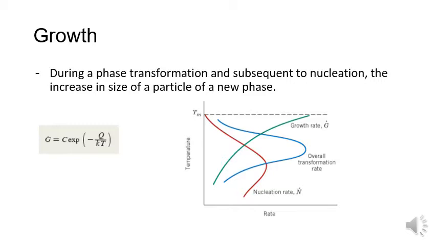Even though we are at a higher temperature and a high rate of diffusion, the distances over which the solute has to be transported is very large. The growth rate diminishes as we get closer to the equilibrium temperature.